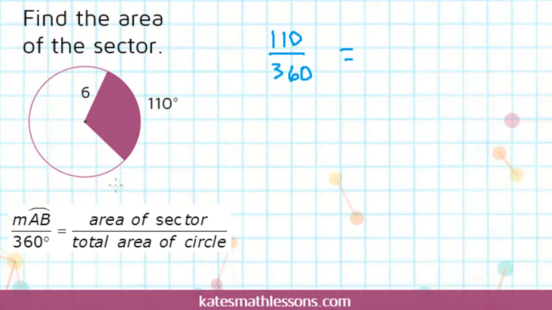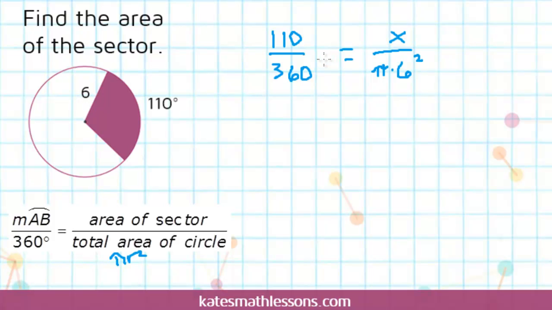I know that that fraction is going to be the same fraction as the area of this piece to the total area of the circle. I'm trying to find the area of the sector, so this is what I don't know, so I'm going to just call it x. And I know that that has to be out of the total area of the circle. The total area of the circle, we can always use the formula pi r squared for a circle. So that gives me pi times 6 squared, because 6 is the radius of the circle.